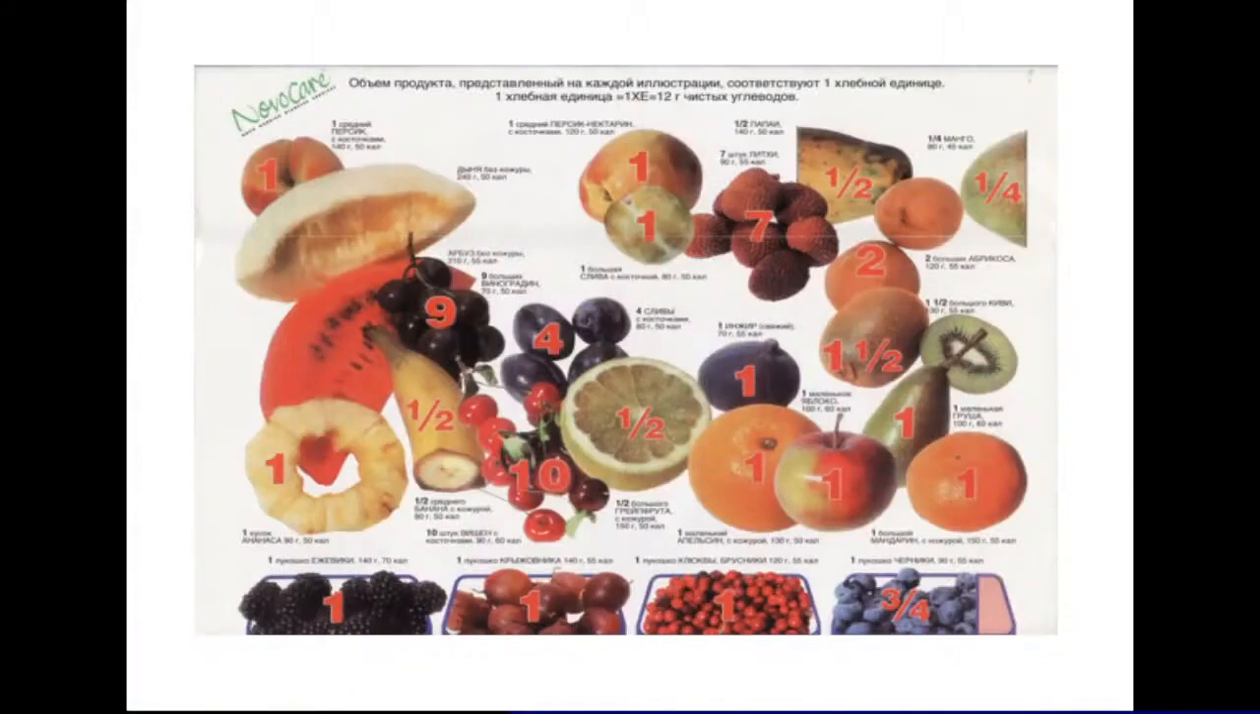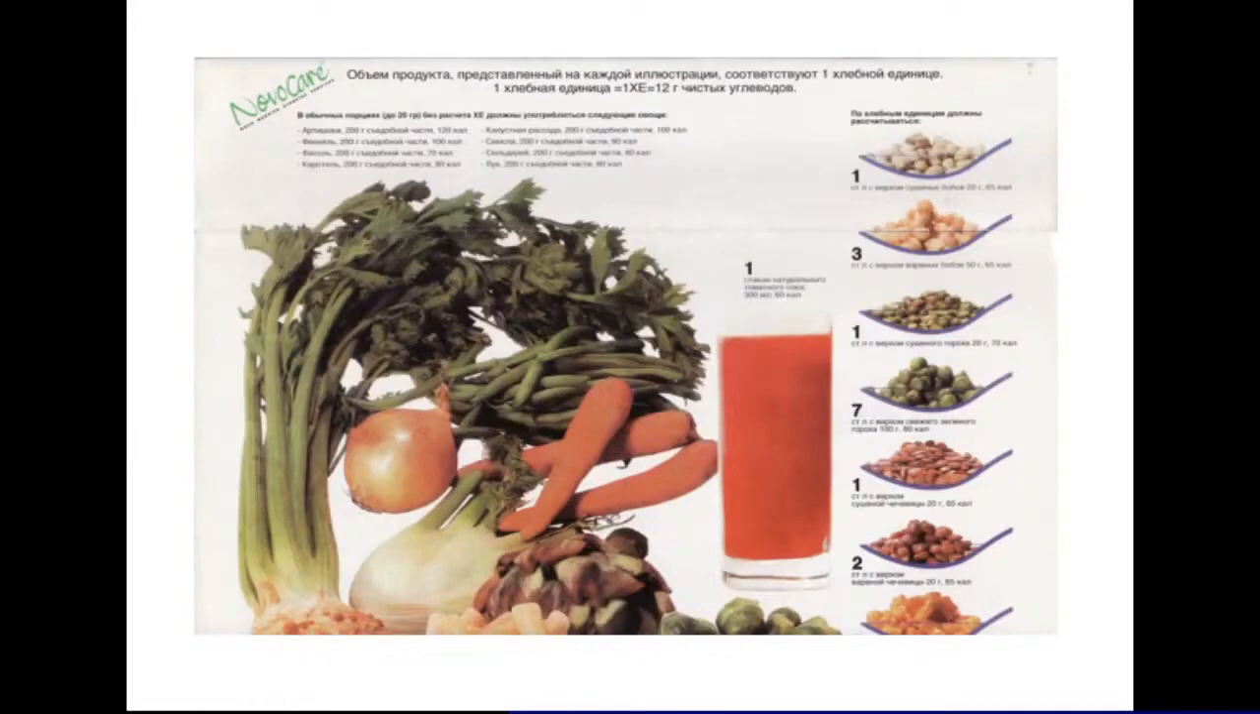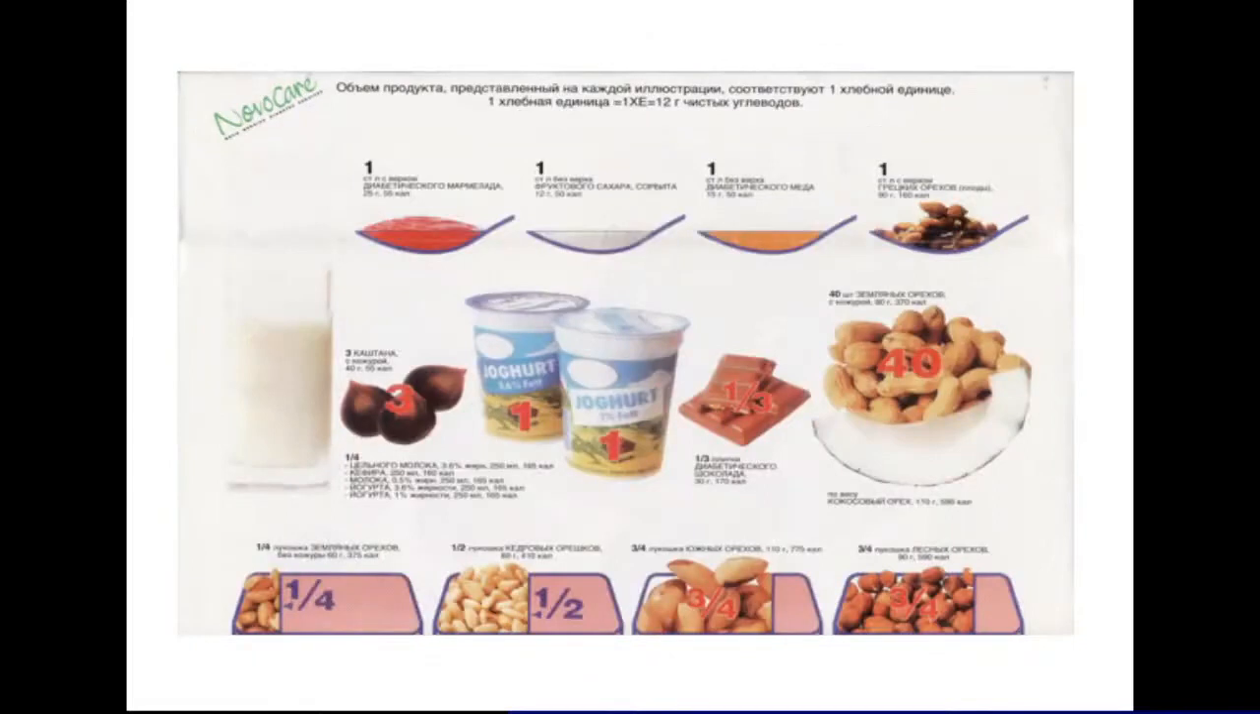Now you see different grains. You see half of a banana is 1 grain. 1 apple, 90 gram, is also 1 grain. And other fruit you see. It's vegetable. We also calculate grains in vegetable and porridge and potatoes and other products.